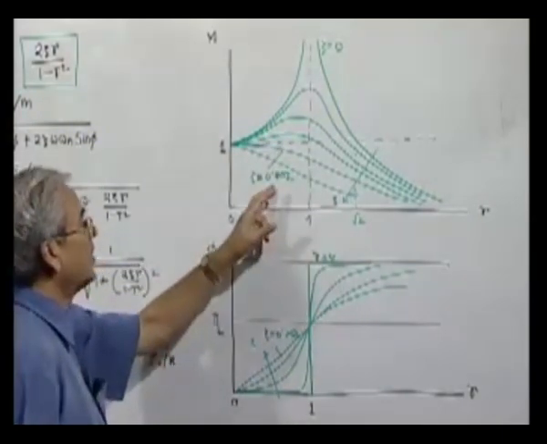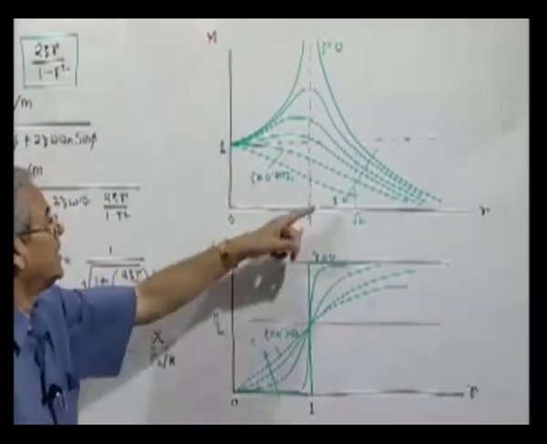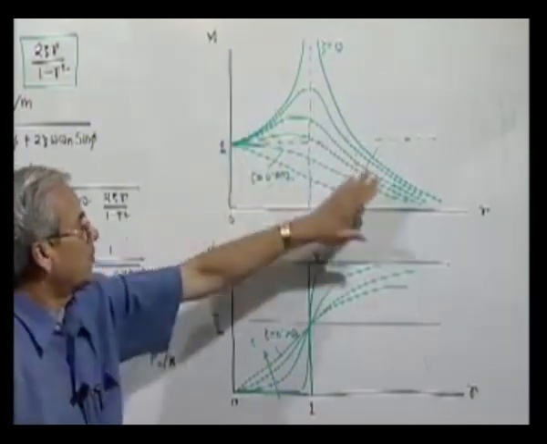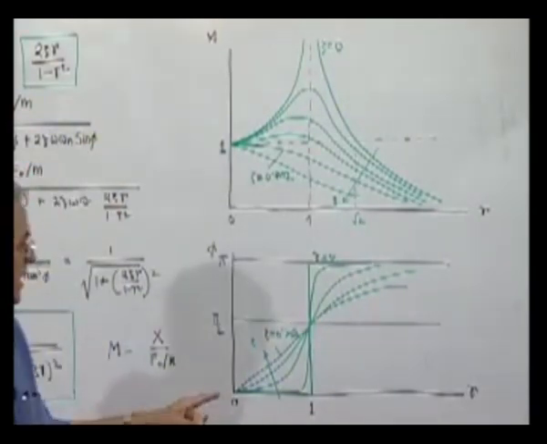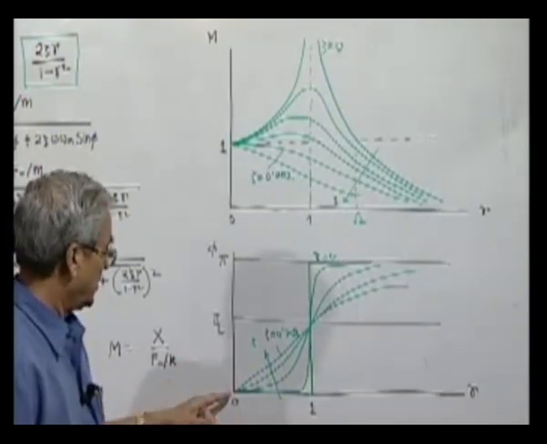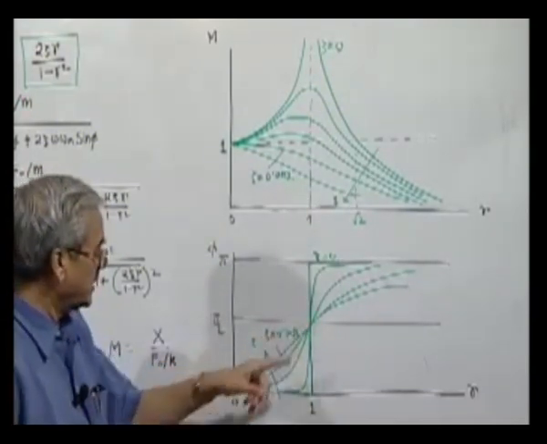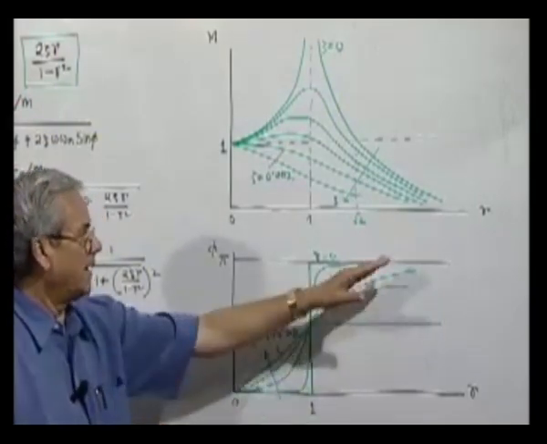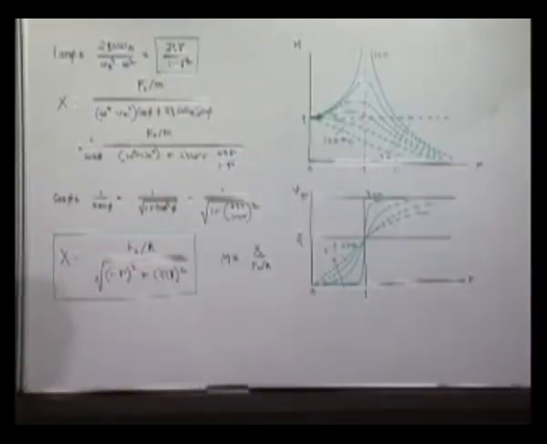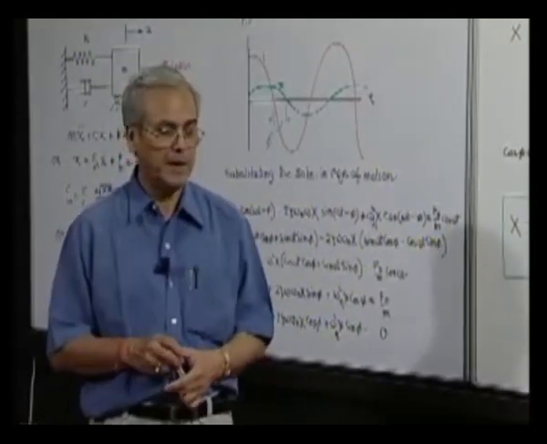And for zeta equal to 0.707, the peak value of the response is at r equal to 0. That we will prove later. So therefore this is the general characteristic. Here again we find the phase difference is always 90 degrees at r equal to 1, and it is asymptotically approaching pi. So this is the situation. What we will do next is to look at this problem from a different angle using a different approach, which we will be taking up in the next discussion.